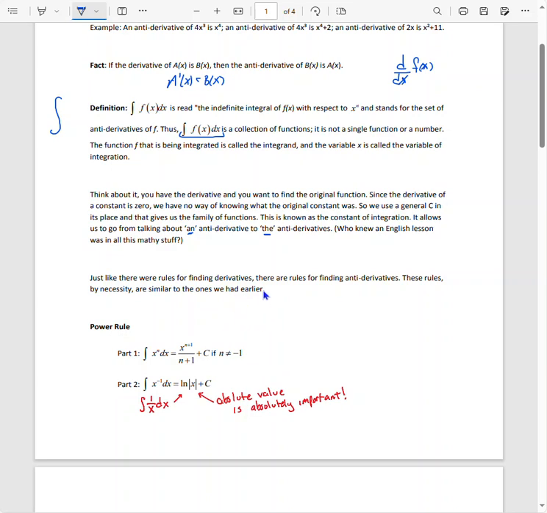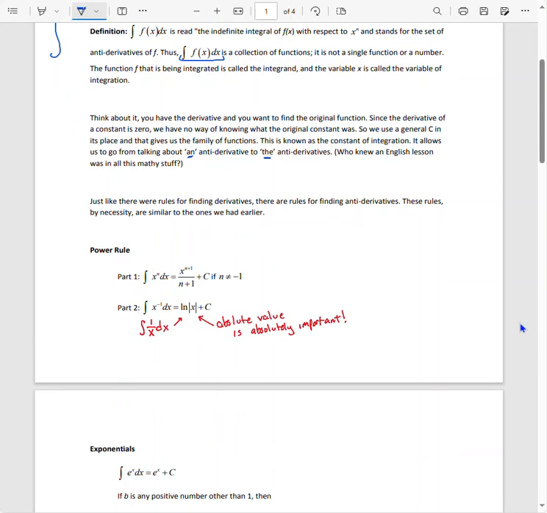All right. So just like there were rules for finding derivatives, there are rules for finding antiderivatives. I don't believe we're going to do the detailed work, like we did with limits before derivatives. I don't think I'm going to make you do too many sums before we do antiderivatives. These rules, absolutely, since they're the opposite of derivatives, are going to be very similar to ones we had earlier.